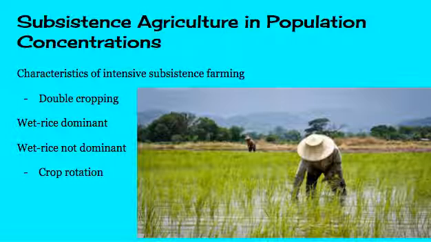Subsistence agriculture and population concentrations. What I think is important in talking about the characteristics of intensive subsistence farming would be that 3/4 of the people in developing countries do this type of farming. So it is actually the most common type of farming that happens in developing countries. It feeds the most people in the developing world.